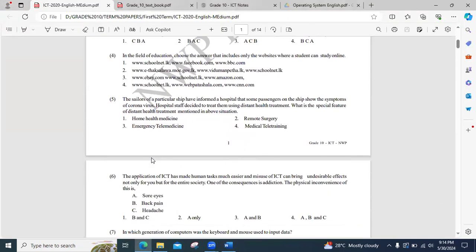Next question, fifth question. The sailors of a particular ship have informed a hospital that some passengers on the ship show the symptoms of coronavirus. Hospital staff decided to treat them using a distant health treatment. What is the special feature of distant health treatment mentioned in the above situation? So distant health treatment is called telemedicine. So the answer for the fifth question is telemedicine. So the answer should be the third one.